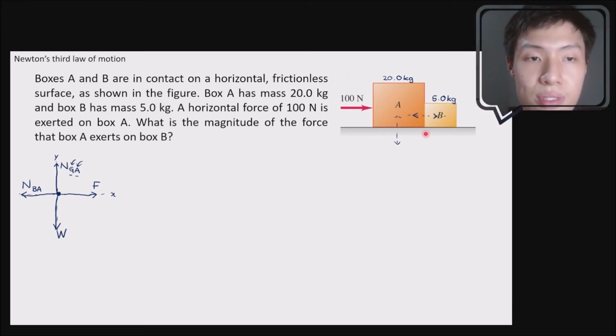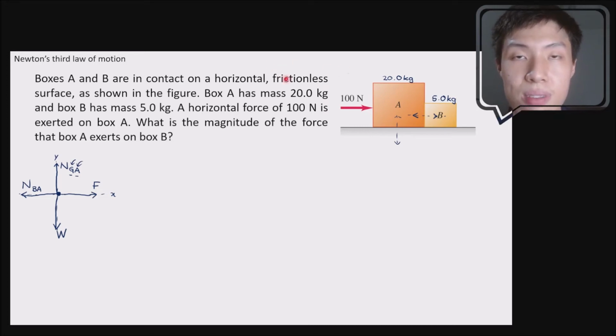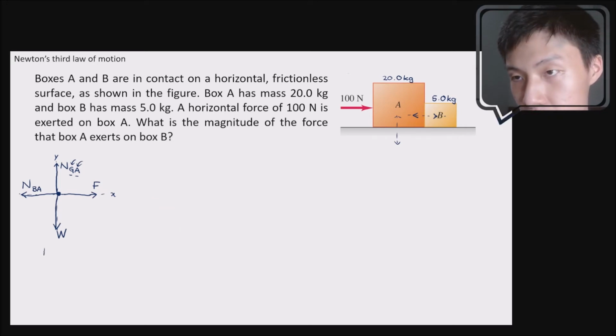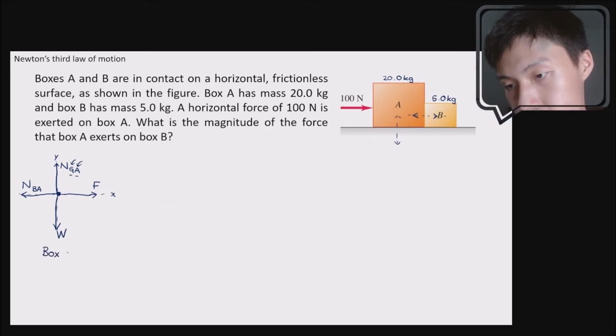So look at this surface over here, and it says this surface is frictionless. So you have no friction for this situation. So that's it. That's your free body diagram for box A. Now let's move on to box B. But before we move on, let's clearly label that this is for box A.